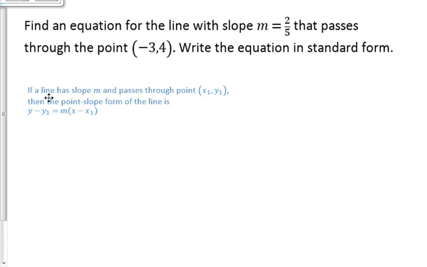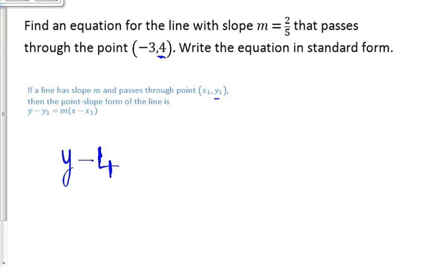It goes on to say, then the point slope form of the line is given by this little nifty formula here. So let's go ahead and write the point slope form of this line. Based on what we just heard, the point slope form of the line is going to be y minus y1. Well, y1 is the y value that comes from the point. Remember, that point is x1, y1, which implies that y1 is the number 4.